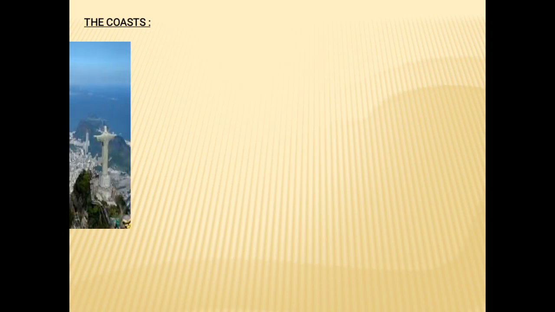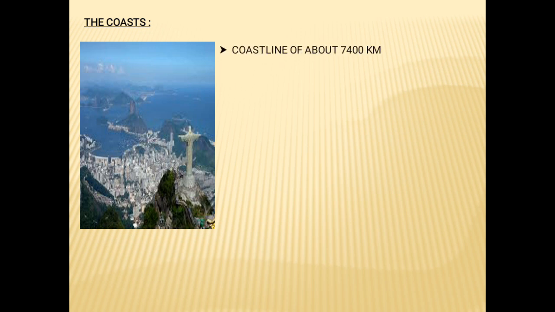Now we study about the coasts. Brazil has a coastline of about 7,400 kilometers. One may divide that into two parts, namely the northern and eastern coast. The north coast extends from Amapá province in the north to Rio Grande do Norte in the east. This can be called the North Atlantic coast. From there, the eastern coast extends towards the south.